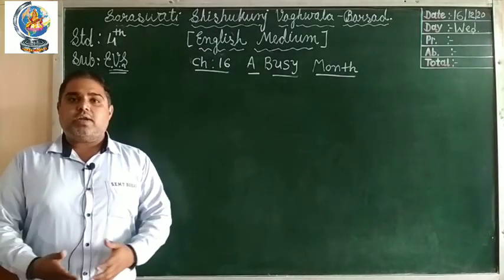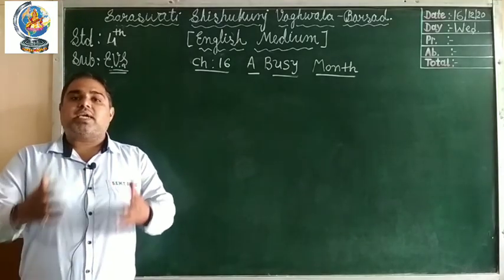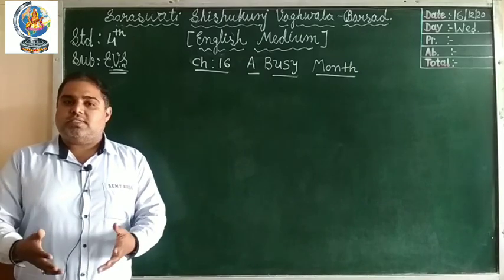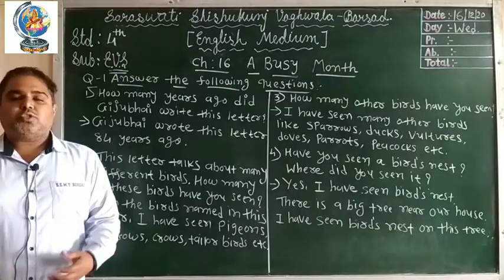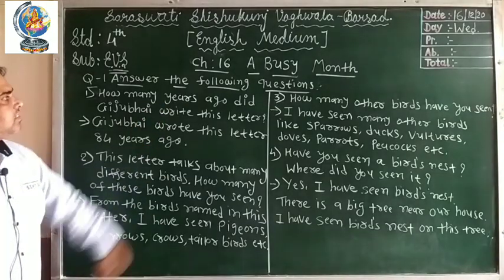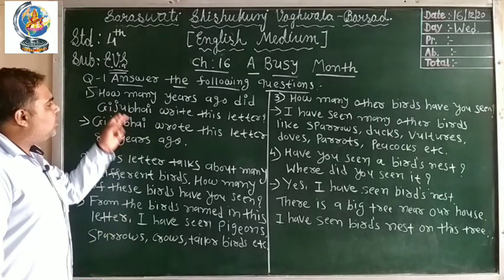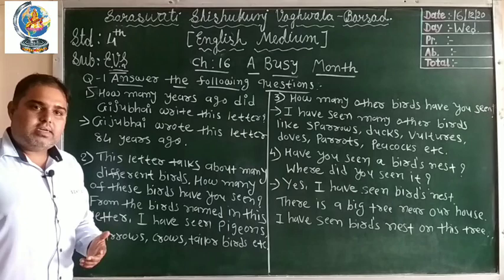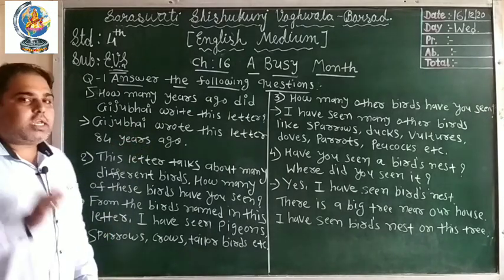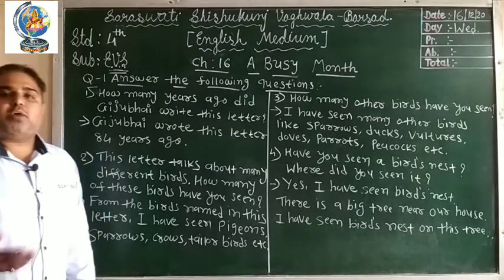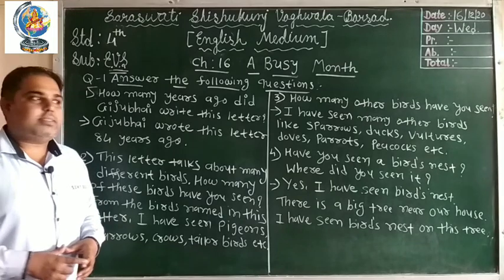Students, up to here you have studied in this chapter. Students, based on this, you have to give the answers to the questions. Students, these are also the answers to your worksheet. The first question is: how many years ago did Gijubai write this letter? So students, the answer is, Gijubai wrote this letter 84 years ago. So how many years ago? 84 years ago Gijubai wrote this letter.